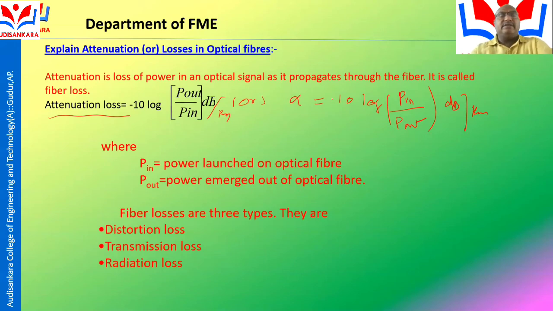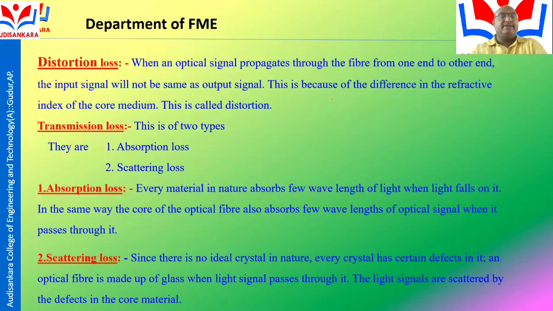Fiber losses are of three types: distortion losses, transmission losses, and radiation losses.